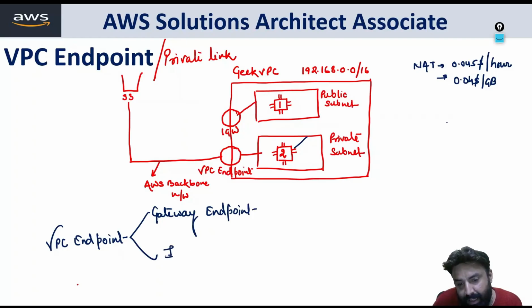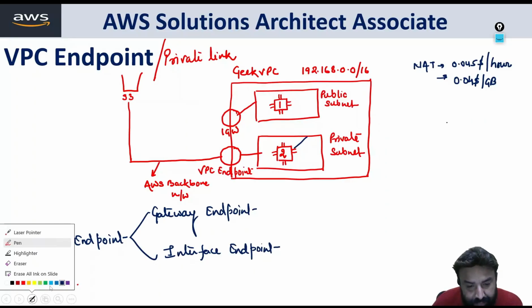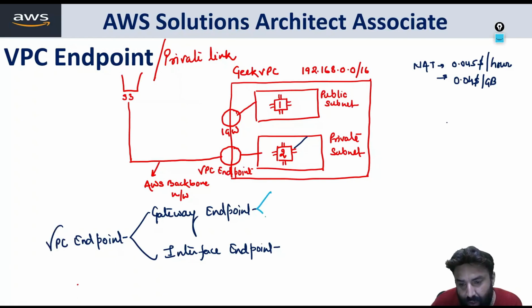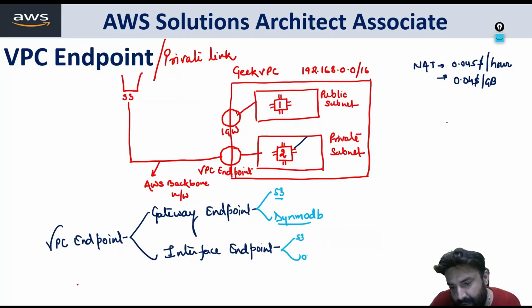And one option is interface endpoint. So it comes in two options, gateway endpoint and interface endpoint. Now gateway endpoint supports only two services, S3 and DynamoDB, while interface endpoints support S3 and other AWS services.